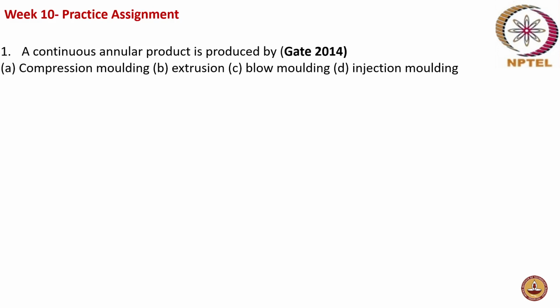Question number 1. A continuous annular product is produced by compression molding, or is it produced by extrusion, or is it produced by blow molding operation, or is it produced by injection molding operation? So in which operation can you get a continuous annular product? So this is a GATE question which was asked in GATE 2014.